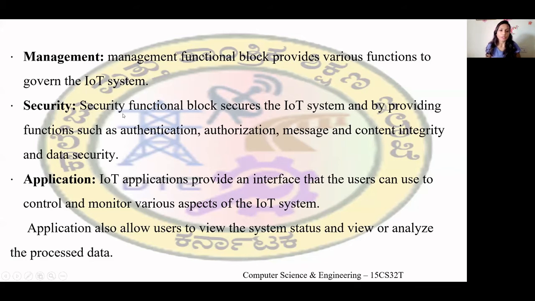Next comes security. What does this security do? It will take care of security. In that, security means what all will come? Authentication, authorization, message and content integrity and data security. First chapter in NS you have studied, no? What do you mean by authentication? So they are telling the security functional block secures the IoT system providing four functionalities. One is authentication, second is authorization, third is message and content integrity, fourth is data security.